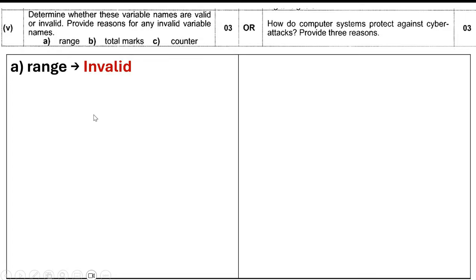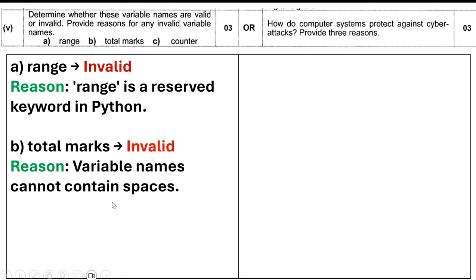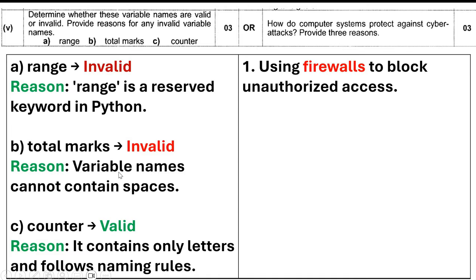Range is invalid. Why? Range is a reserved word in Python. Total marks is invalid. Why? Variable names cannot contain a space. Number three is counter. Counter is valid. Reason: it contains only letters and follows naming rules.